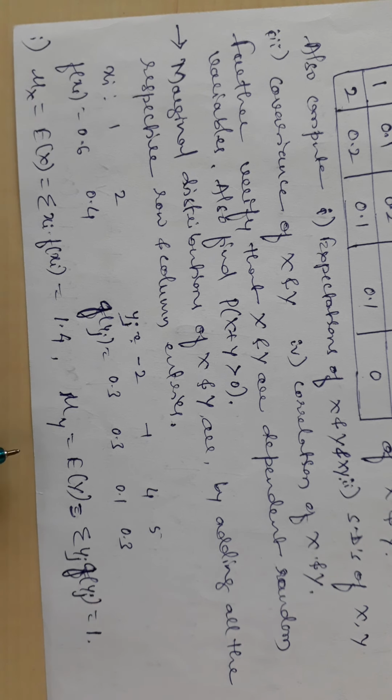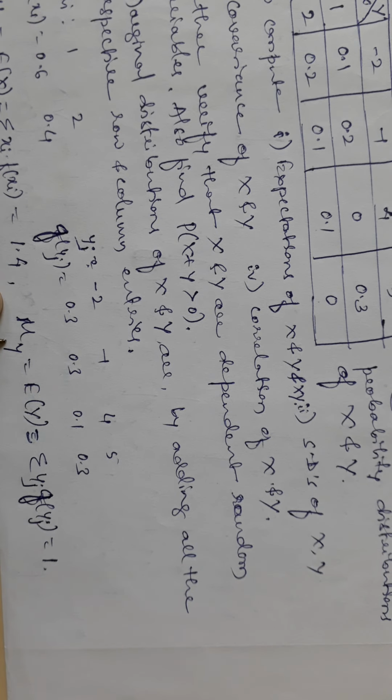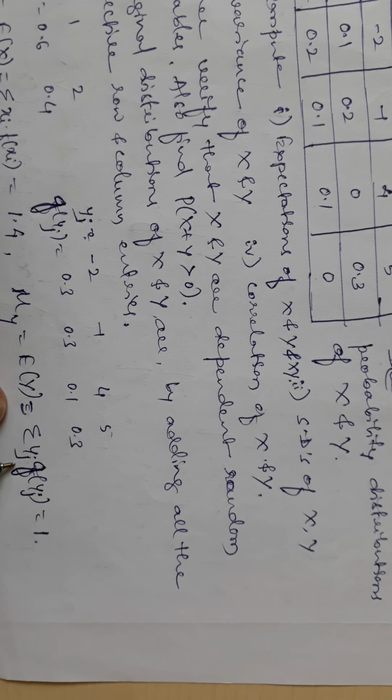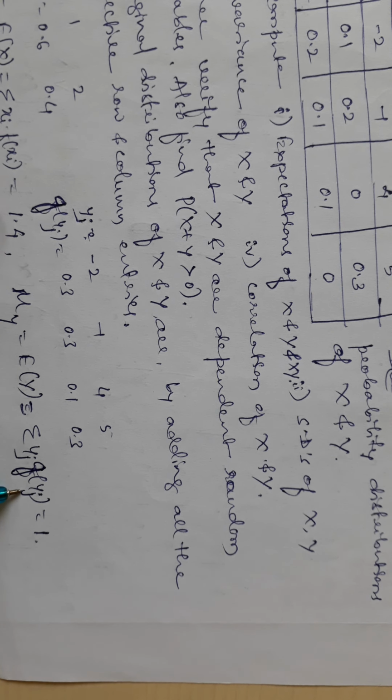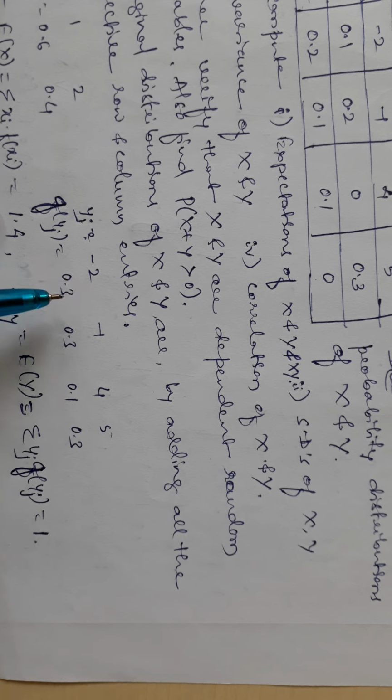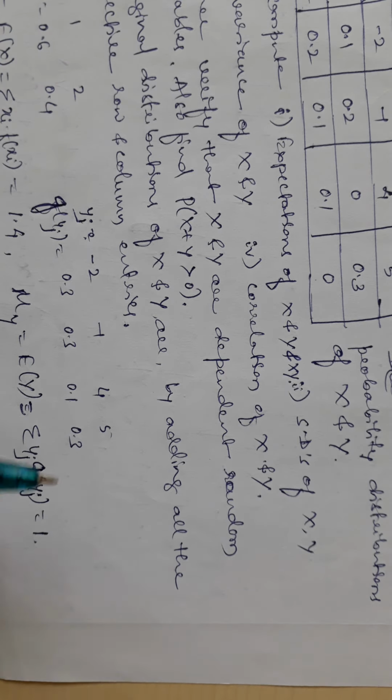Similarly, the expectation of y, that is mu y, equal to E of y, is the summation of yj into g of yj. It means the sum of multiplication of y and g of y values, that is -2 into 0.3 plus -1 into 0.3 plus 4 into 0.1 plus 5 into 0.3. By multiplying and adding these values, we will get 1.